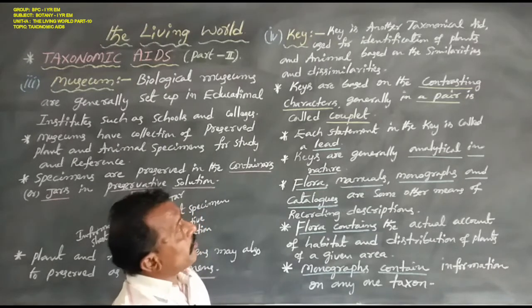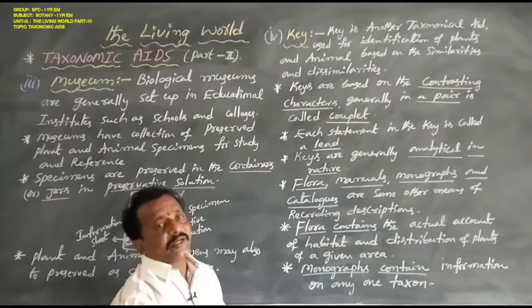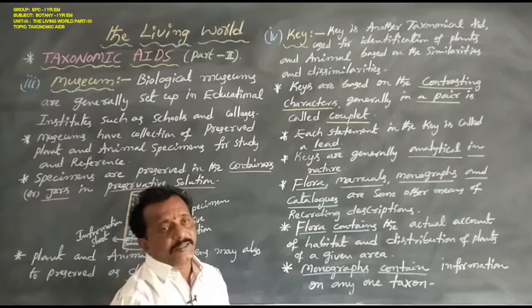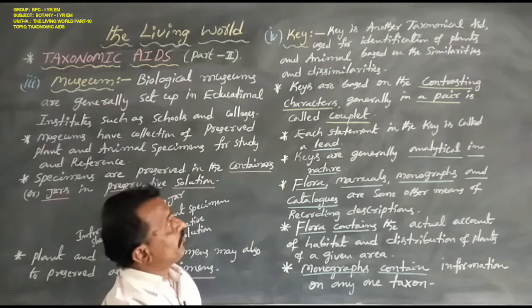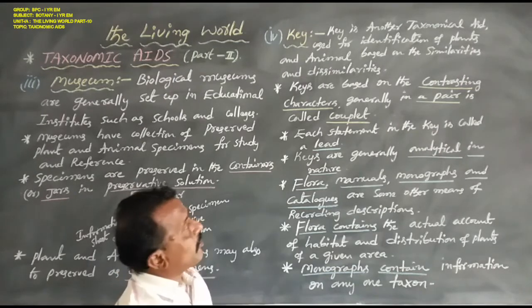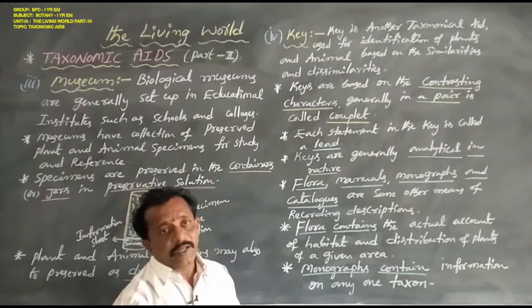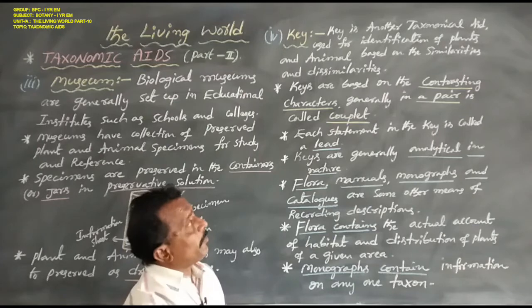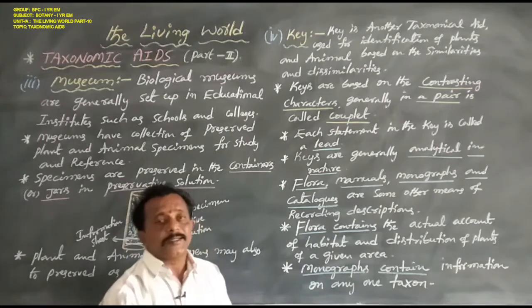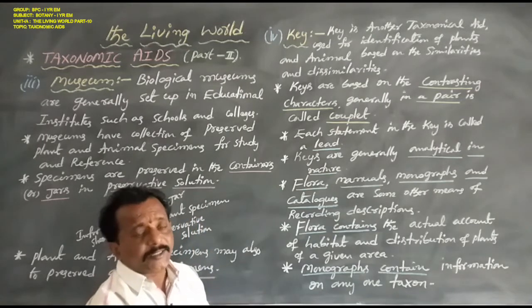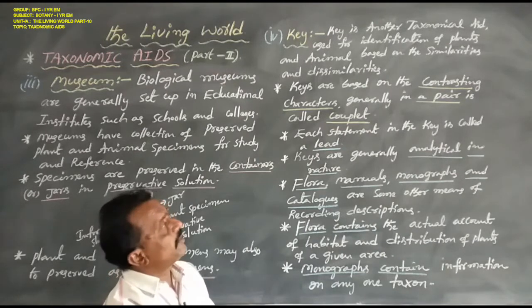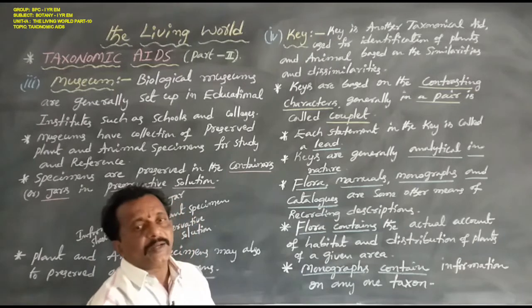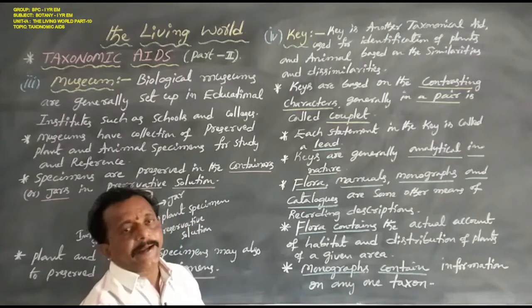So keys are based on contrasting characters, that is opposite characters, such as a dominant character and a recessive character. Generally a pair of these characters is called a couplet.